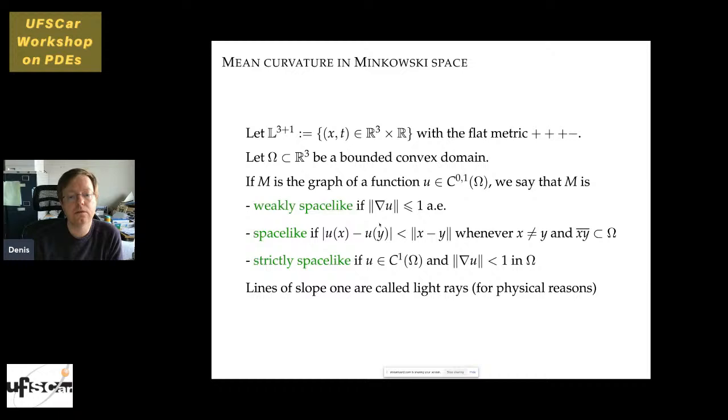Then we say that this graph is weakly space-like if the gradient is less than or equal to one almost everywhere. Of course, we normalize this speed. The physical interest is to compare with the speed of light, so one would be the speed of light c. So we say weakly spacelike if the gradient is almost everywhere less than or equal to one, in norm. Then spacelike if you have a strict inequality in the inequality that shows that the function is Lipschitz. And we say that it is strictly spacelike if you know that the function is C1 and the norm of the gradient is strictly less than one. For physical reasons, if in some graph M you have a line of slope one, this is called a light ray.